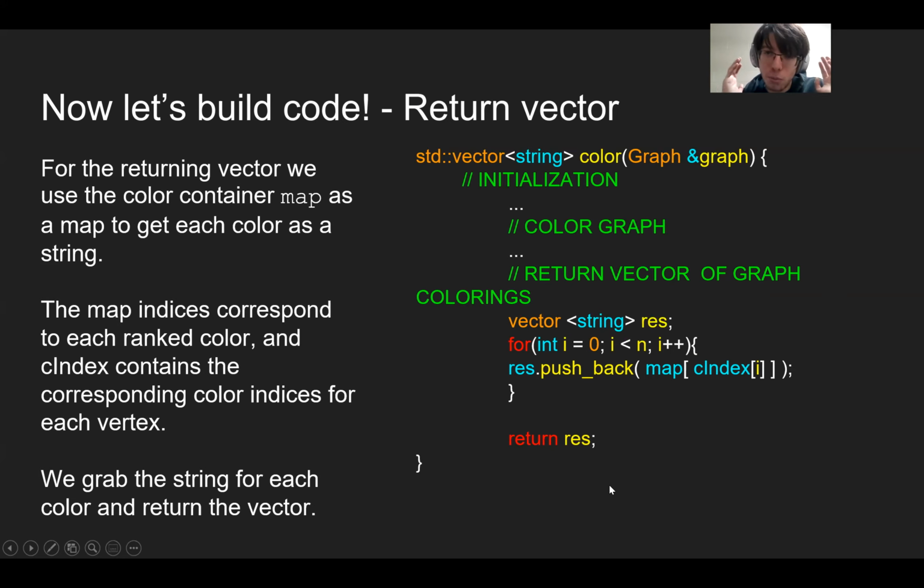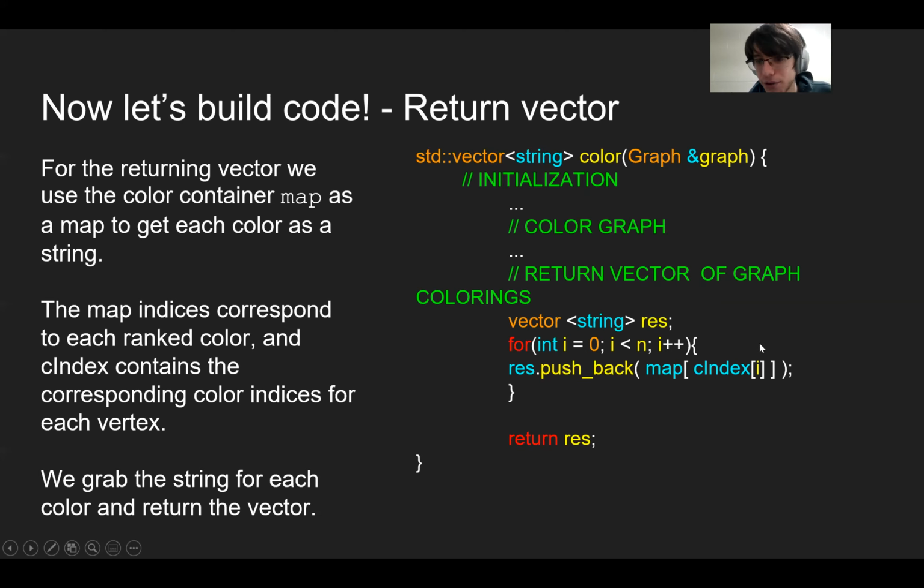Now we're just going to say, okay, which one do we color which? And yeah, the map, if you remember, the map indices correspond to the ranked colors. So index 0 was the 0th one, so that was red, right? And C index is the corresponding color. So like 0 in the map becomes red. There you go.